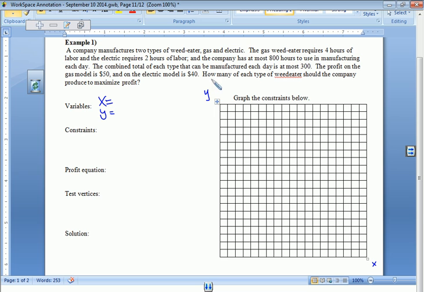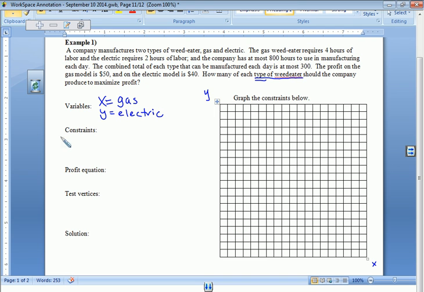Now, when you're reading this last sentence here, the question always tells you what your variables are. This question says, how many of each type of weed eater should the company produce? That's my question. So it tells me my variables are the types of weed eaters. And the two types that I have are a gas model and an electric model. So our first step is to label our variables. You don't have to call them X and Y, but if you do, also label your axis that way.